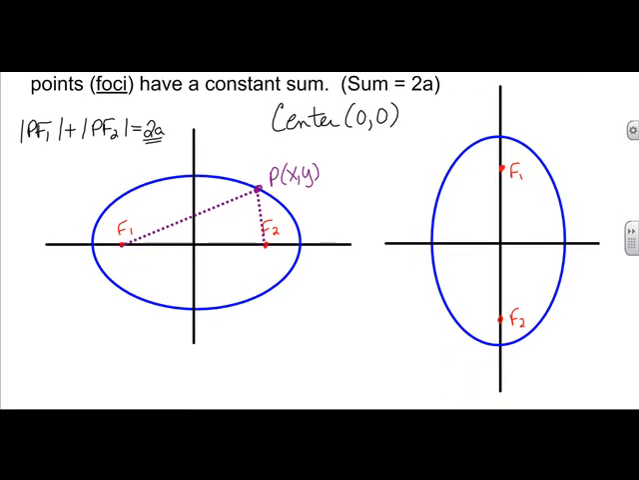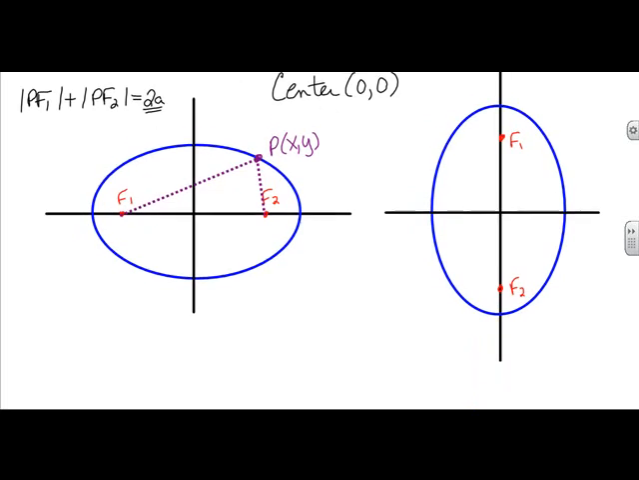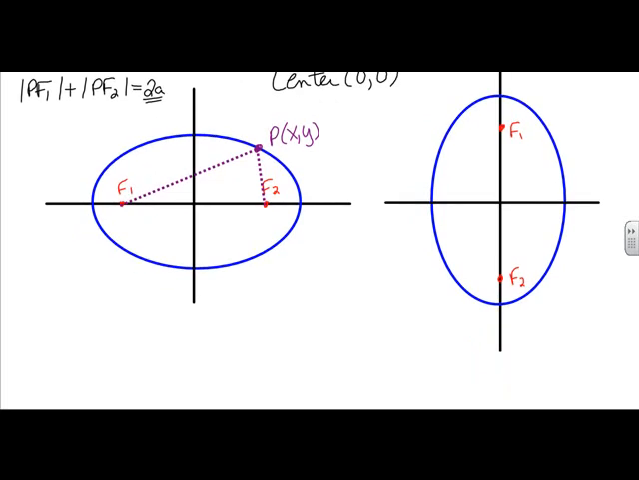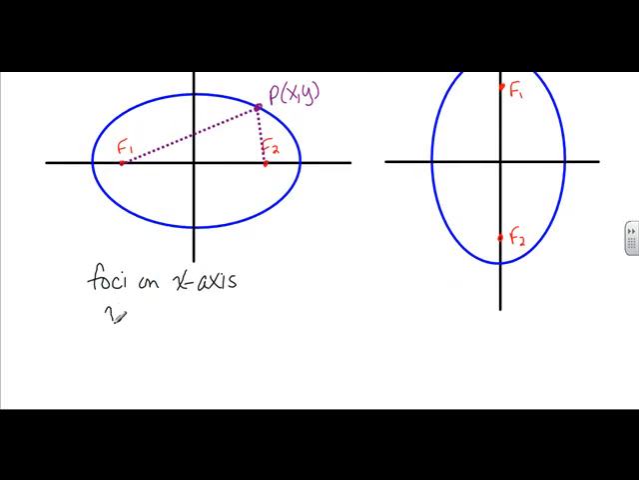Alright, now there are a number of important points that are going to be involved with looking at ellipses. Let's start by taking a look at the equations. The general form of the equation of an ellipse that you're going to see, if we have foci on the x-axis, is x squared over a squared plus y squared over b squared equals 1.